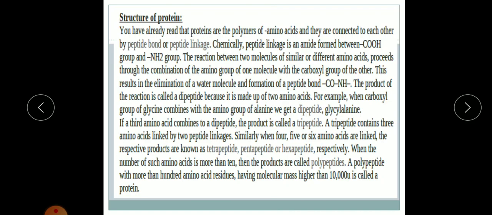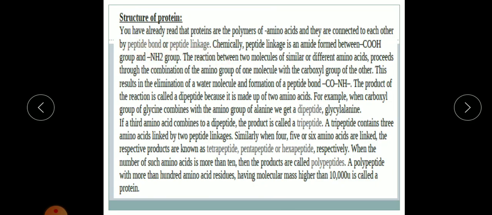Next, structure of proteins. Yesterday we discussed it, that is, how proteins are formed. Proteins are the polymers of amino acids. That means amino acids are connected with each other by a bond known as a peptide bond, or we call it a peptide linkage. Similarly, as we have seen in the case of saccharides, they are linked to each other through a glycosidic linkage. In the case of proteins, they are linked with each other by a peptide bond or peptide linkage.